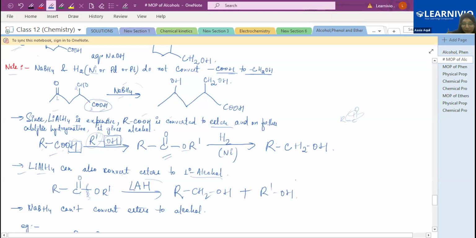The mixture of two alcohols will be formed. Both are primary alcohols. So on reduction of ester, it will give you a primary alcohol, the mixture of two primary alcohols. Clear?